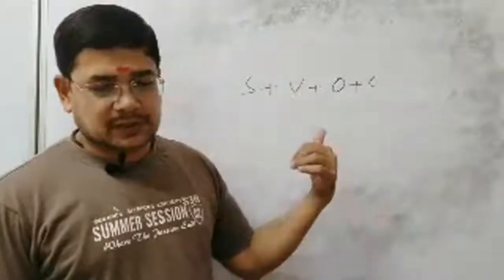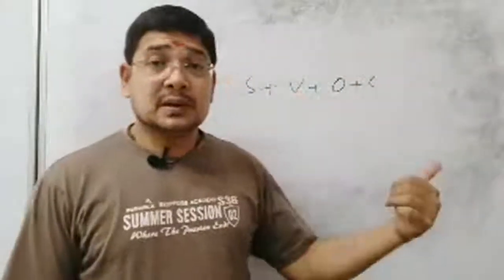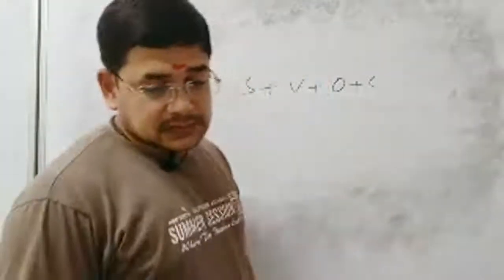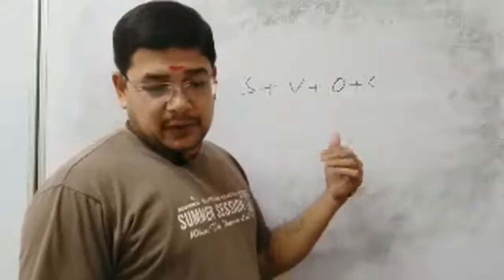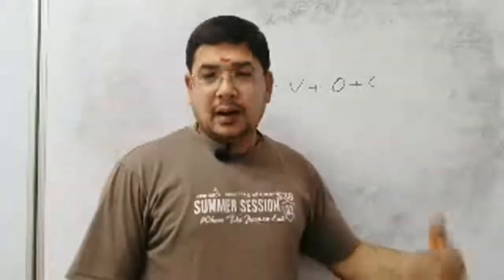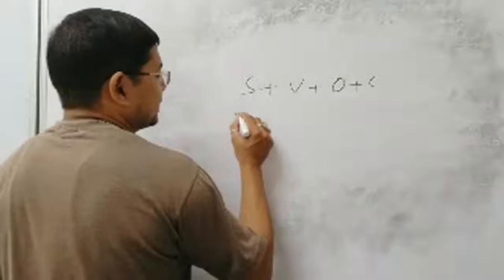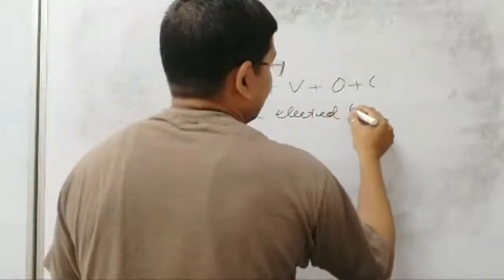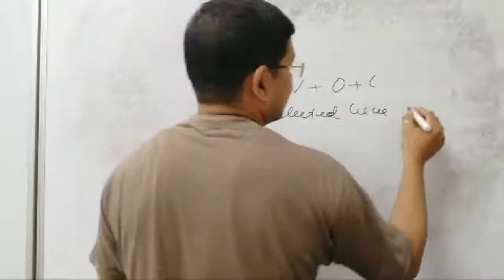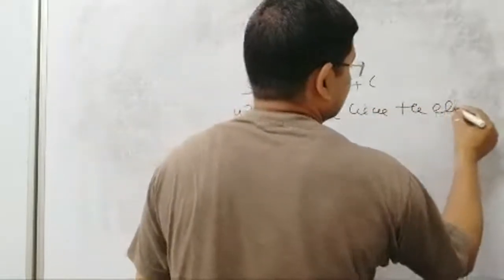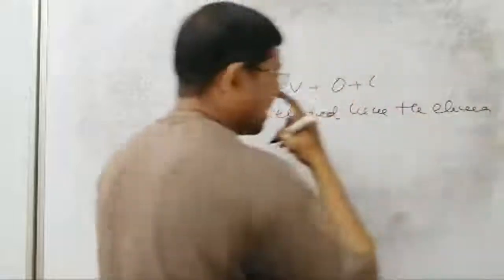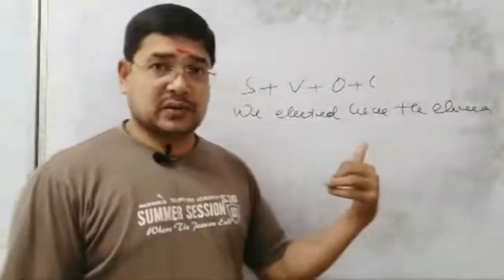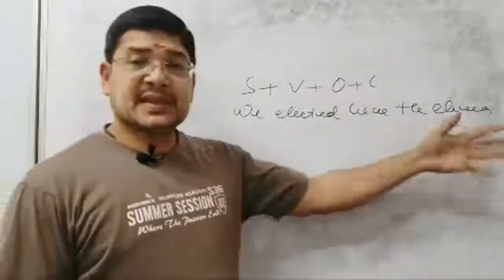This is the structure: subject plus verb plus object plus complement. Did you get my point? Now suppose we elected him the chairman. We elected him the chairman. Look at the structure.